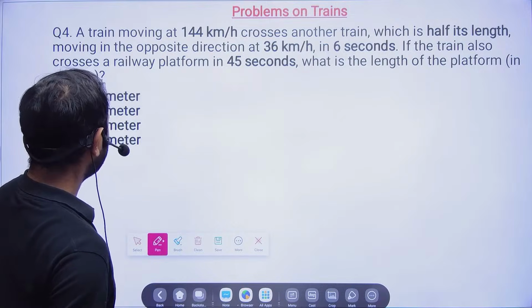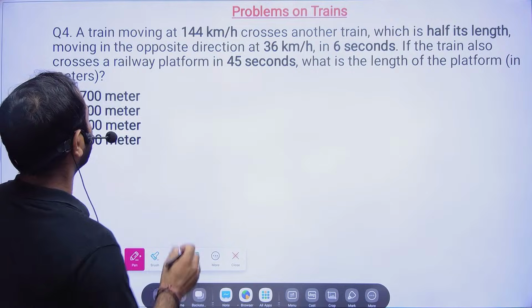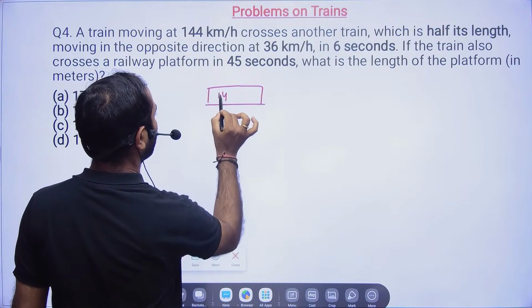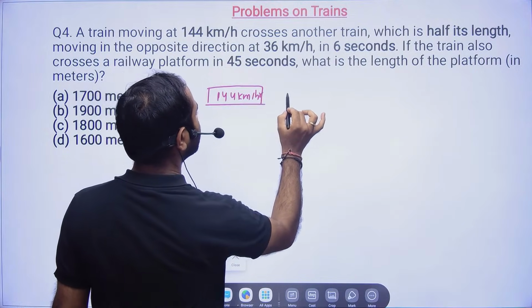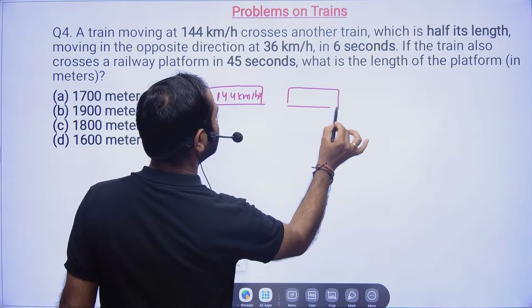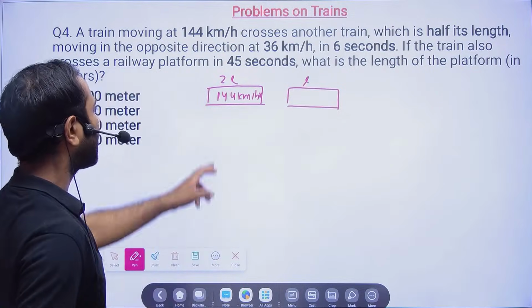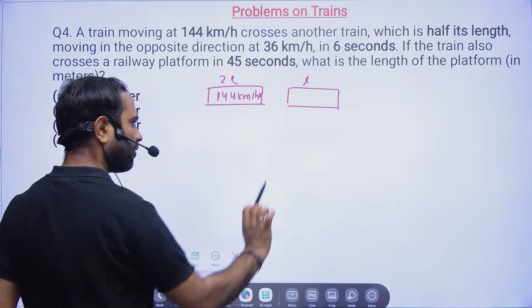Okay, so a train moving at 144 kilometer per hour crosses another train. The speed of this train is 144 kilometer per hour, and it crosses another train which is half of its length. So I will consider this train 2L, and this one will become L. Or I could consider this L by 2, however you want, that's not a problem.